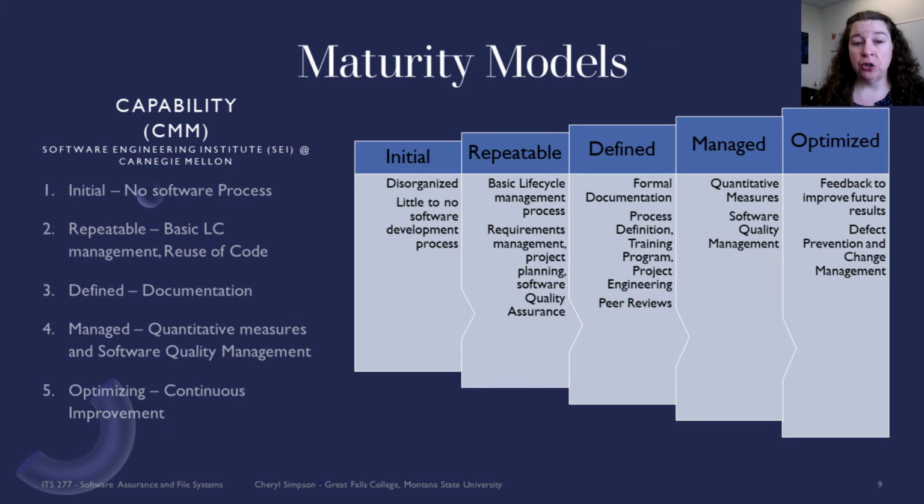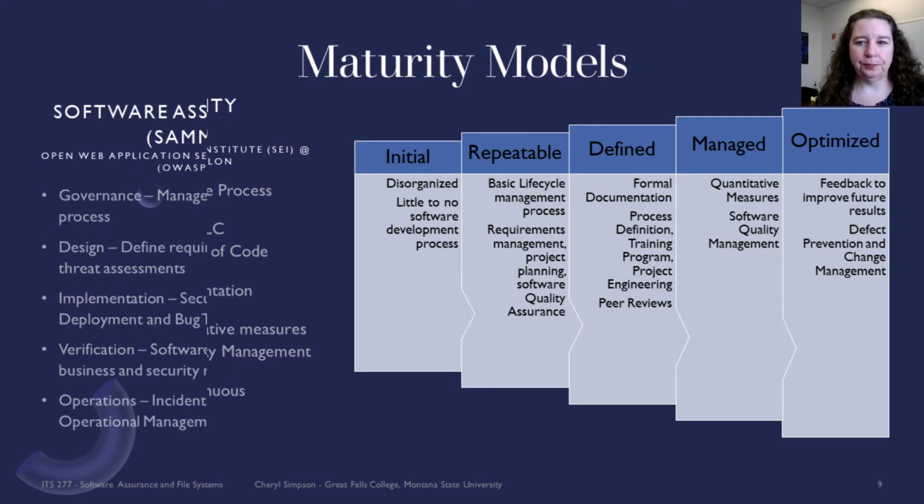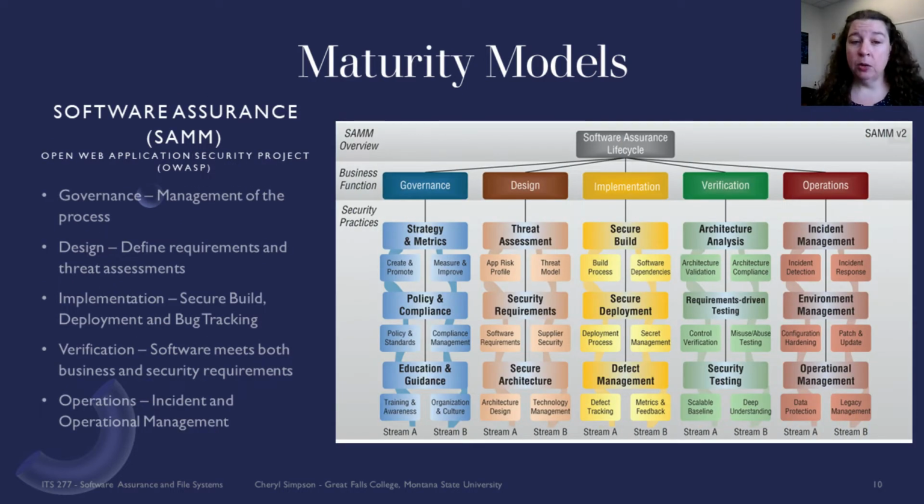So as far as maturity models, the capability maturity model leads you from having no software process to a completely defined, optimized, organized software process. The second maturity model we're going to cover is the Software Assurance Maturity Model, the SAMM.